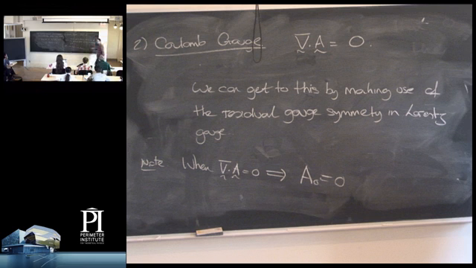So also note that when grad dot A is 0, remember that A0 was fixed entirely in terms of what A was doing. I wrote that equation squeezed into this part of the blackboard earlier in the lecture. So when grad dot A is 0, A0 is also strictly 0. So you can see immediately that this is an example of a gauge that breaks Lorentz symmetry.